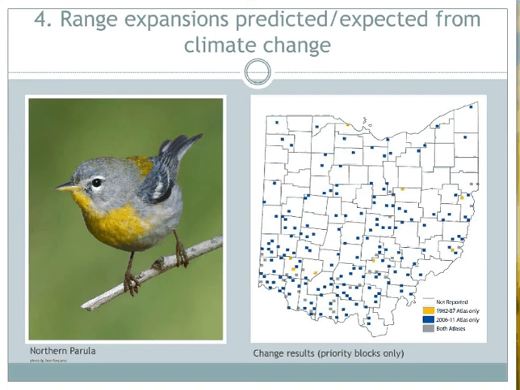During the first atlas, they were typically associated with coniferous areas. Now we're seeing them use a lot of riparian deciduous areas. Many of these block observations were reported in large sycamore and silver maple trees along forested streams and rivers. So seeing a little bit of a behavioral switch there, and it's becoming much more common in the state.